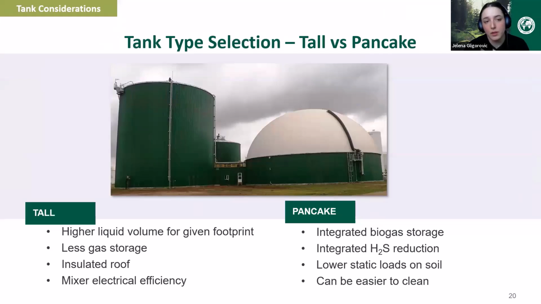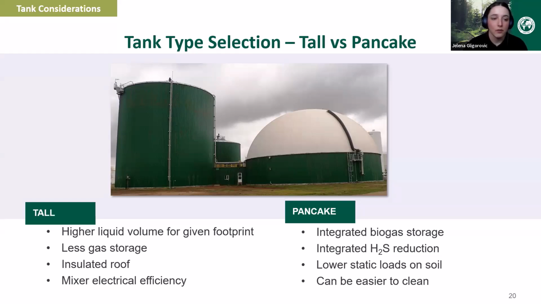I also did want to talk about the selection between tall versus pancake digesters. So tall, obviously, being a tall tank, and then pancake digesters being shown with the larger diameter versus height ratio on the right side photo here. Typically pancake digesters have the domed roof. Most of the time, tall digesters don't have the capability to have the domed roof on top, and may require external gas storage.